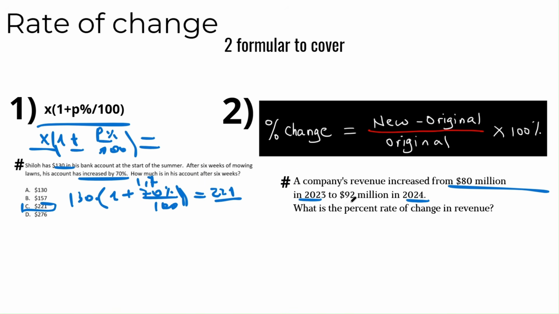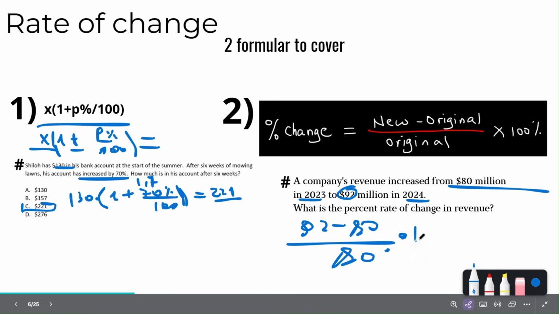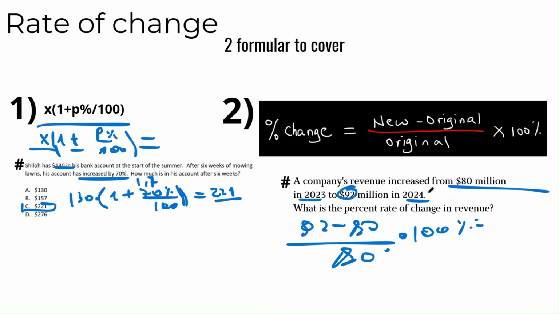So based on this formula, what we have to do is put the values into it. New is this value, which means 92, minus the old value, 80, divided by 80, multiplied by 100, based on this formula. That simplifies things, and if you calculate, we'll get the answer of 15.